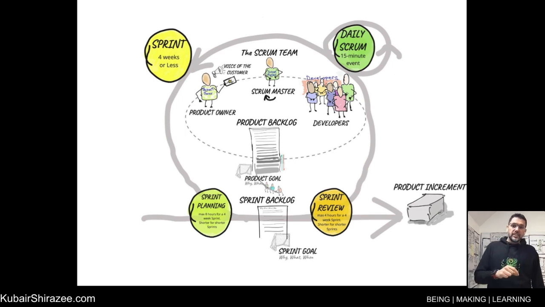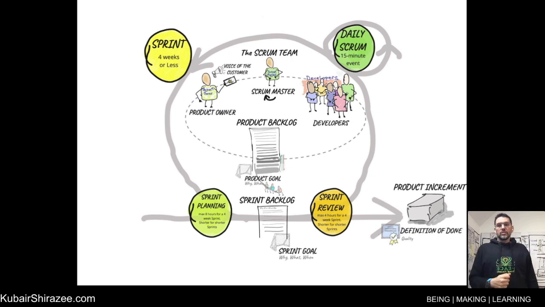Now, in order to provide value, the product increment must be usable, and work cannot be considered part of an increment unless it meets the definition of done, which is a commitment to the quality measures required for the product. For the product increment, the commitment is definition of done. For the product backlog, the commitment is product goal. And for the sprint backlog, the commitment is the sprint goal.